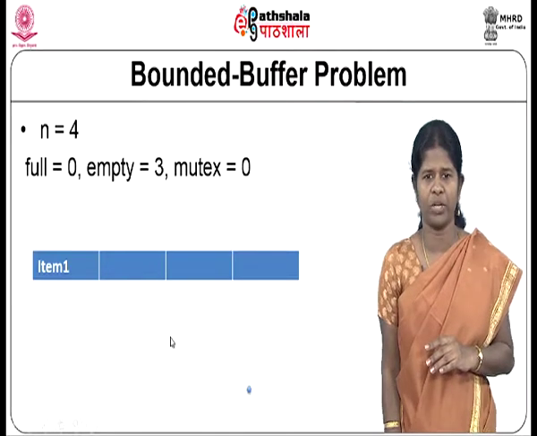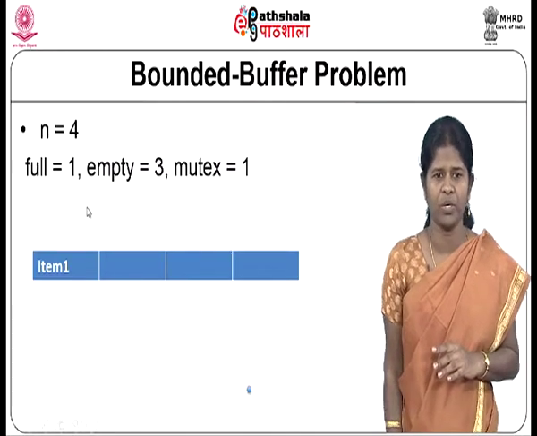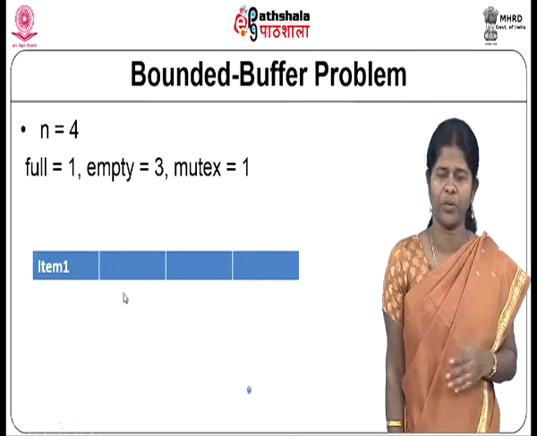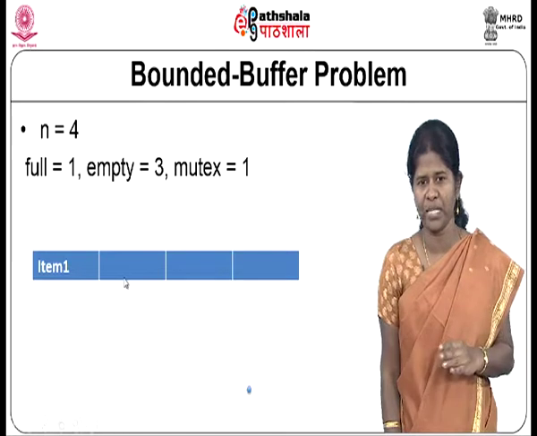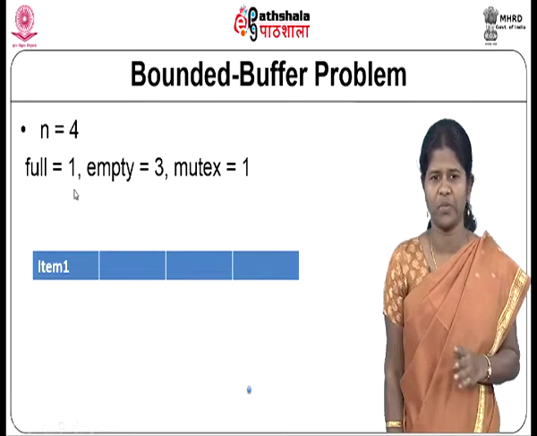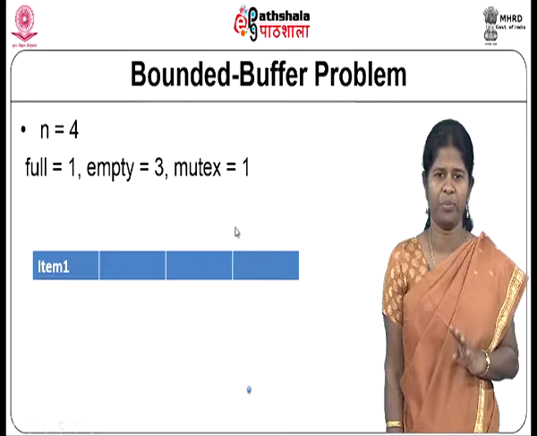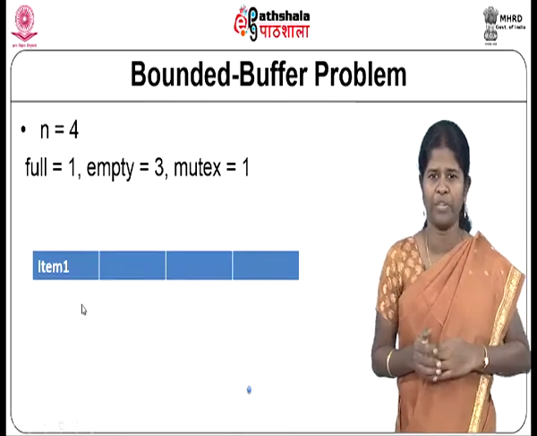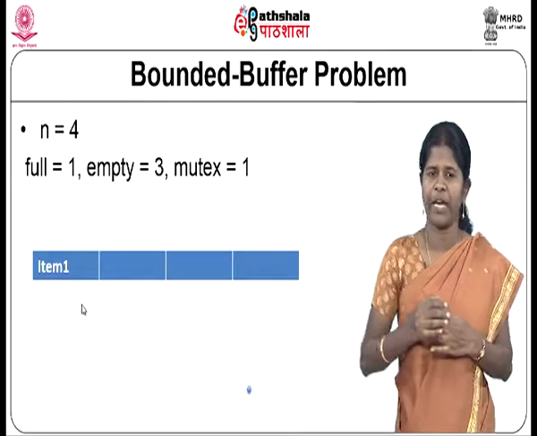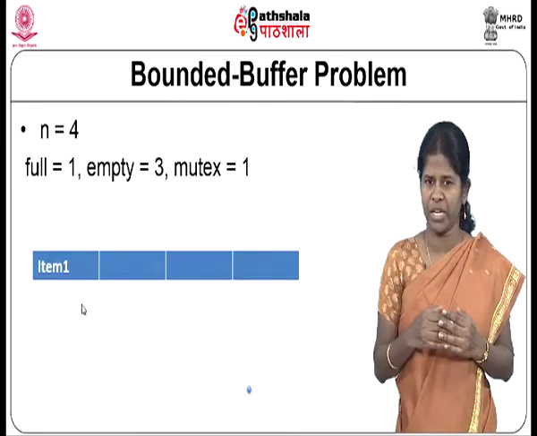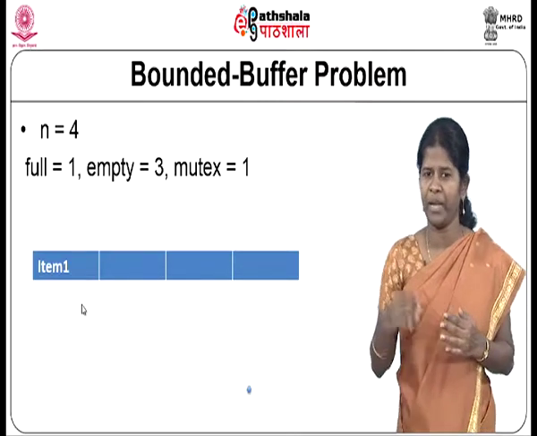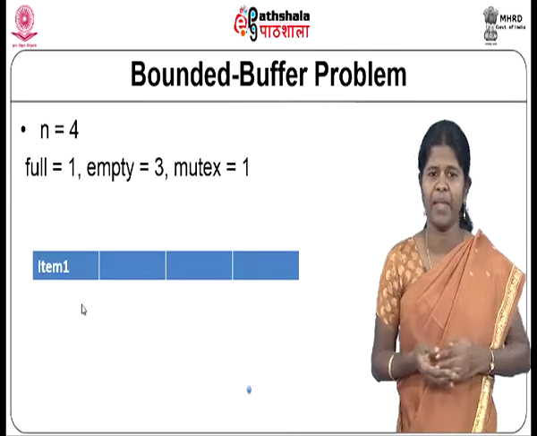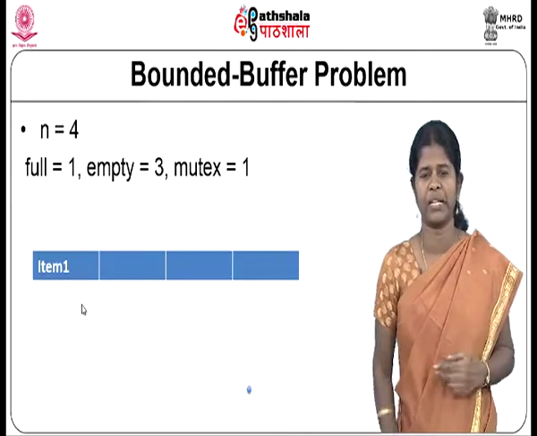And next, full is made equal to 1. After placing the item in the buffer, what should the producer do? It should signal mutex and signal full. So full is made 1 and mutex is also made 1. This is what happens at the end of one round of the producer algorithm: it first waits on empty, decrements the value of empty, then waits on mutex, decrements the value of mutex, then places the item, and then signals full and signals mutex.